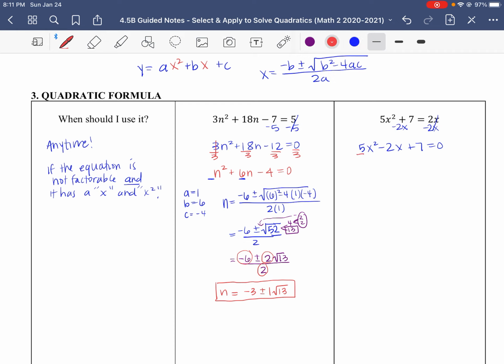So we just go ahead and identify our a value, which in this case is 5, our b value, which in this case is negative 2, and c, which is 7. Okay, if I'm putting this into the formula, then I do the opposite of b. If b is negative 2, I'm going to do positive 2 plus or minus the square root of negative 2 squared minus 4 times a times c. And that's all going to be divided by 2a.